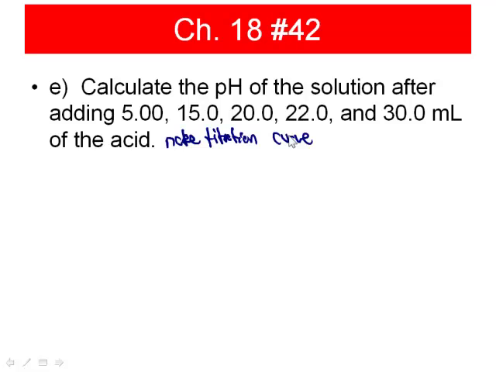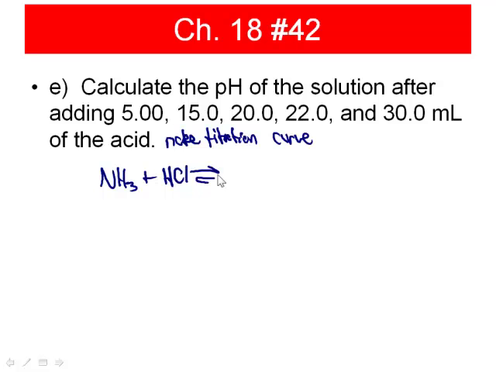Let's do this part of the problem. We're only going to focus on a couple of parts because you're going to see that it's a pretty similar procedure for finding the pH at each of these different points except for one. So let's think, guys, about the reaction that is taking place. We're taking ammonia, and we're adding HCl to it.